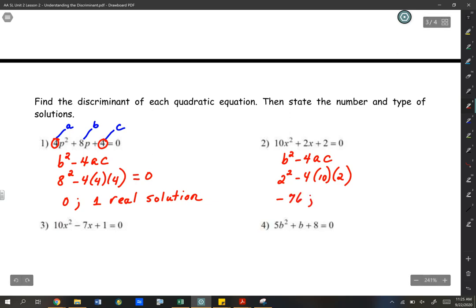Right, this time we got a negative number, which means that when we use the quadratic formula, we're going to get a negative under the radical. We get a negative under the radical, we know we have 2 imaginary solutions.